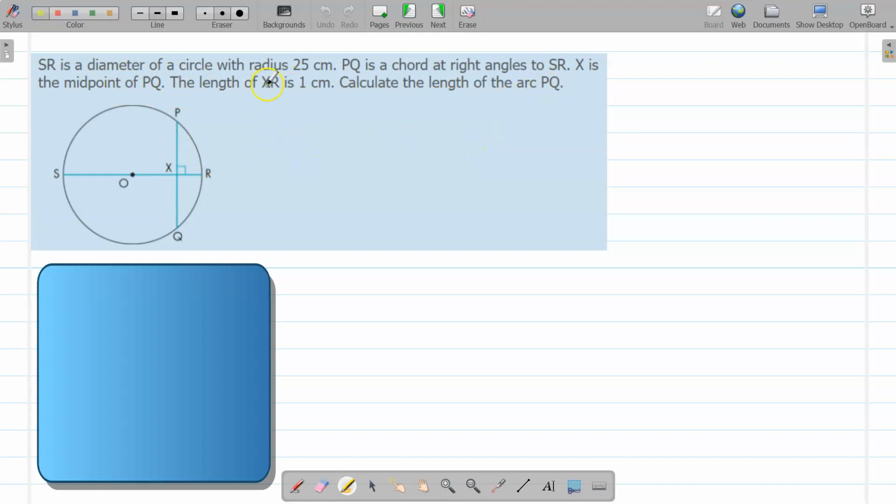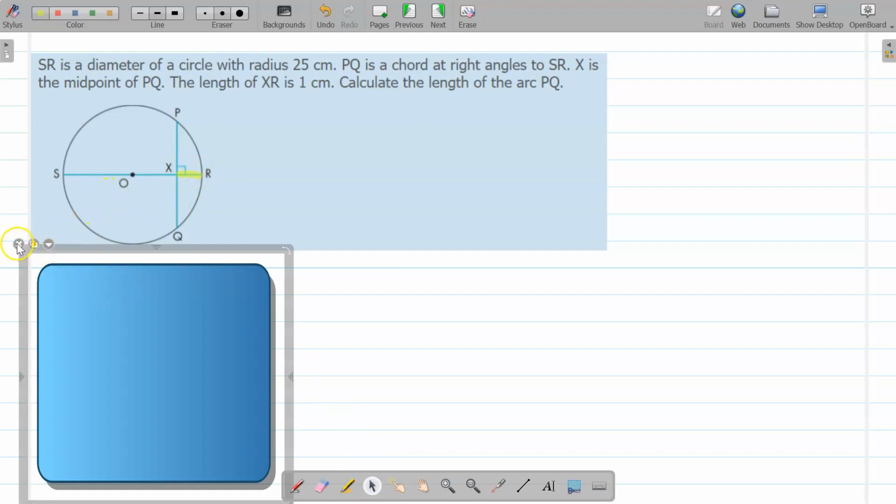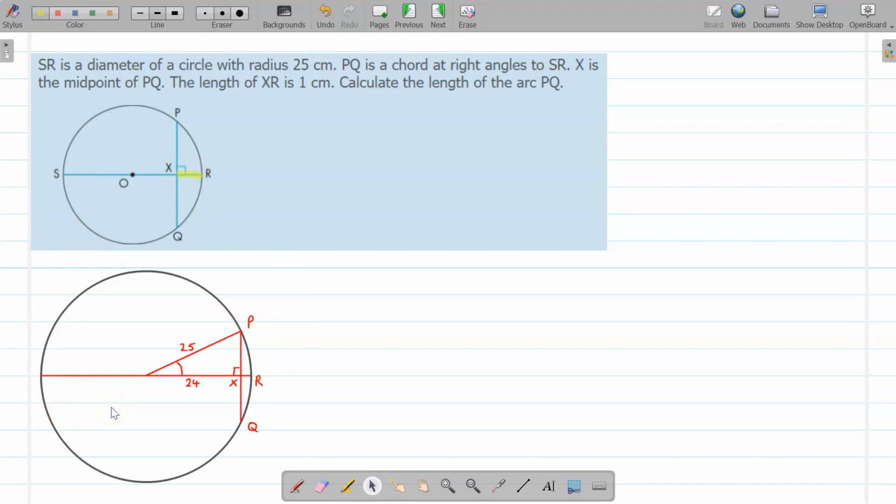Now it's telling me that the length XR is 1 centimeter. When you look at that in proportion to OR, which is 25, it does rather look as if it's too large and that this line PQ should be a lot closer to the edge. So what I've done to make things a bit simpler is recreated the diagram a bit more to scale. So this little bit that's supposed to be 1 is now just this little bit here, and that means the rest of this line from O to R is 24.